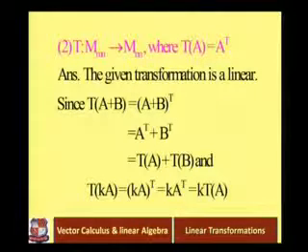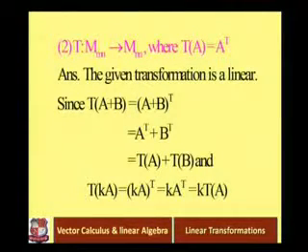Now the next example: the transformation T is from the set of M cross N matrices to the set of N cross M matrices, where T of A is equal to A transpose. The given transformation is a linear transformation. Why is it a linear transformation? Because it satisfies both conditions. T of A plus B is equal to A plus B transpose, and we know the property of transpose, that A plus B transpose is equal to A transpose plus B transpose, and A transpose is T of A, B transpose is T of B. So T of A plus T of B.